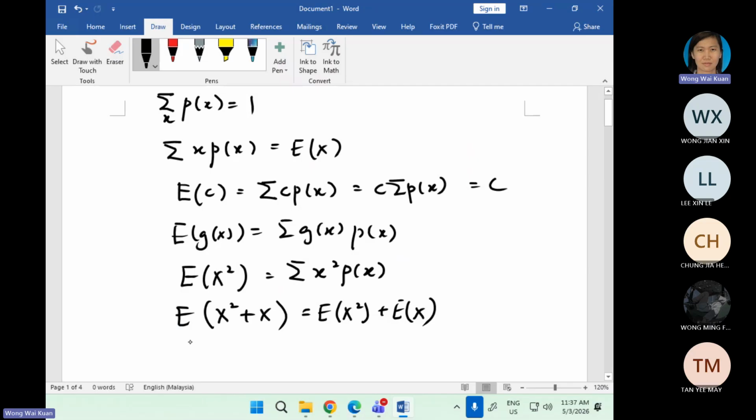Okay? So now, if that's the case, if I have E of X plus 1, then this is just EX plus what? I'm supposed to have E1, right? But what's E1? EC is C, right? So then this is just EX plus 1.